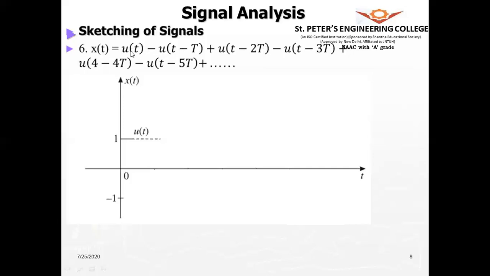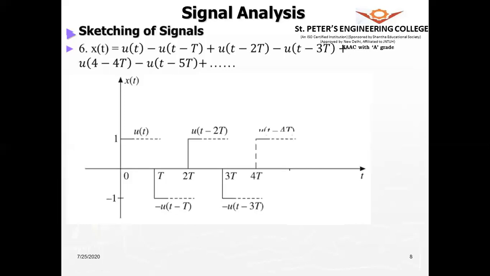First, we'll draw what is u of t. So here we have shown what is u of t. Next, at t equals capital T, which can be any value and is constant, let us say it is of some fundamental period, there is another unit step signal, u of t minus T, and it has a negative amplitude of minus 1. Next, at 2T, there will be a positive step signal. At 3T, there will be a negative step signal. At 4T, there will be a positive step signal.